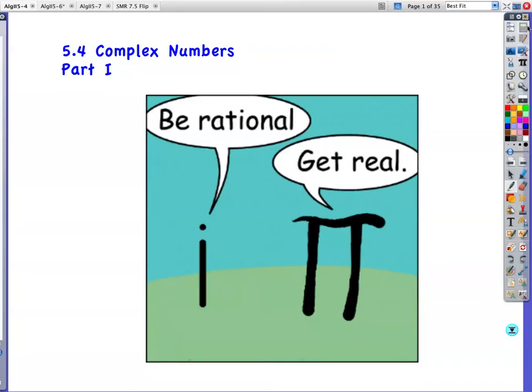Okay, lesson 5.4, complex numbers, part 1.